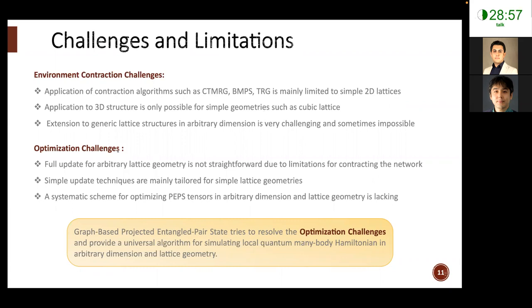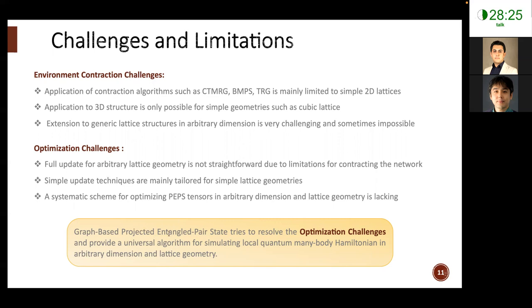And about the challenges for the optimization, of course, the full update cannot be applied to any lattice, especially in 3D and in complicated lattice structures, because you cannot calculate the environment. And of course, we could still do the simple update, but applying the simple update to very generic lattice structures is not straightforward, and mostly the techniques which are out there are tailored for simple lattice structures.